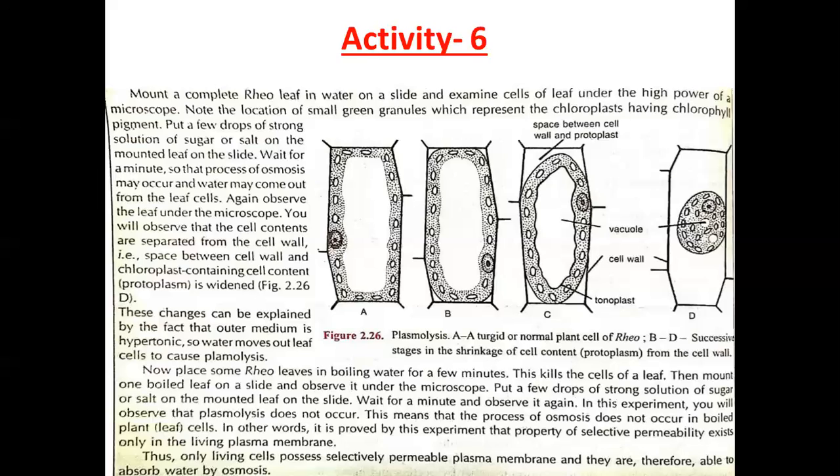In other words, it is proved by this experiment that the property of selective permeability exists only in the living plasma membrane. That means if the cell is dead, then this transfer of molecules will stop. Thus, only living cells possess a selectively permeable plasma membrane and they are therefore able to absorb water by osmosis. So you can see this is known as plasmolysis.